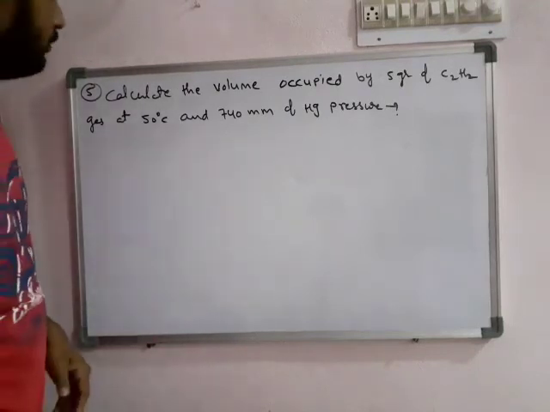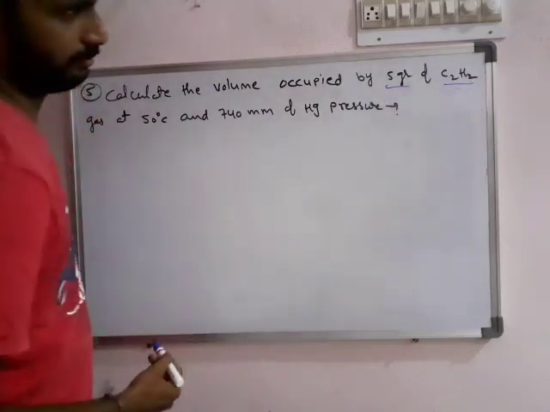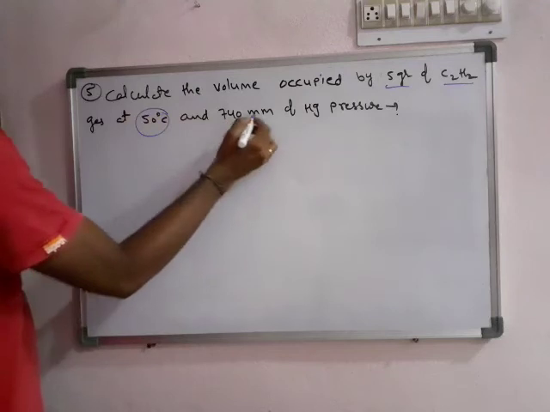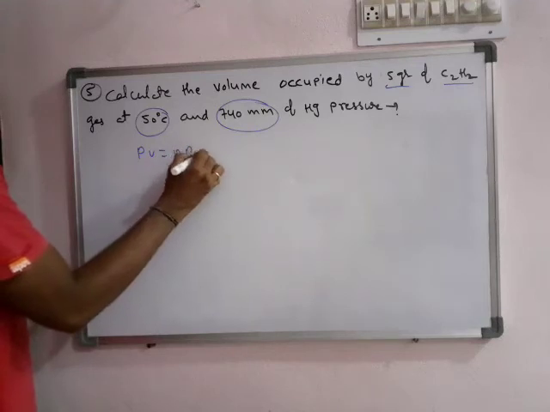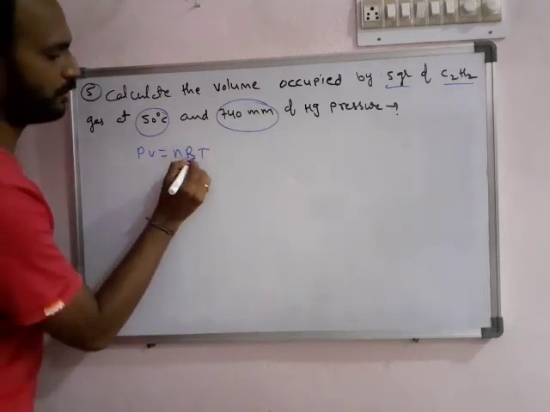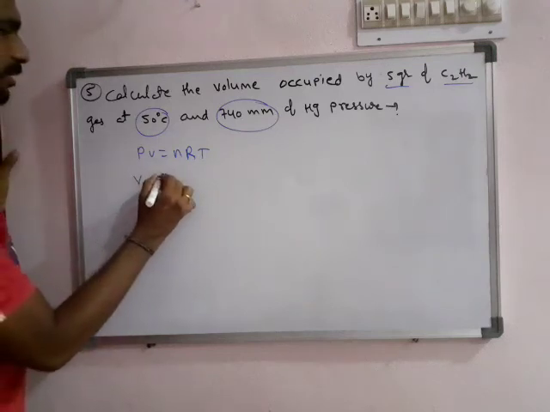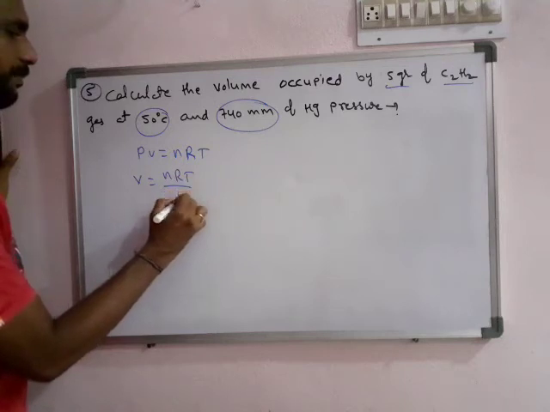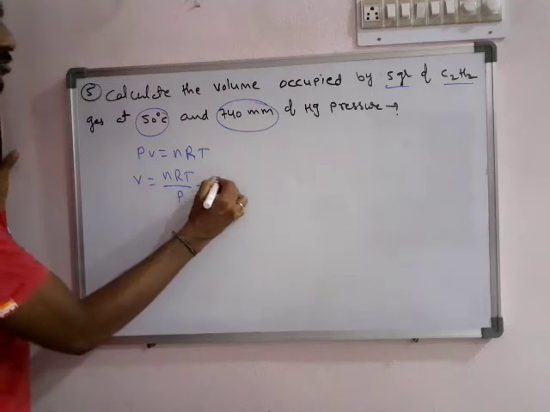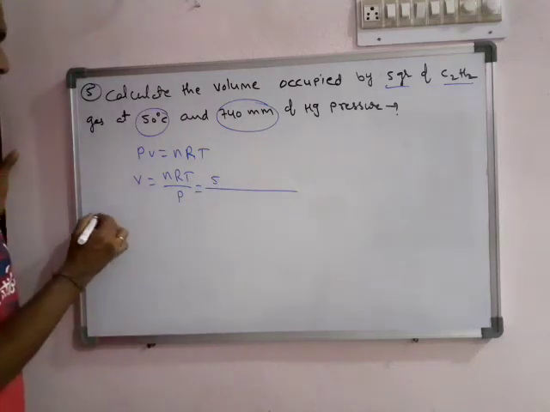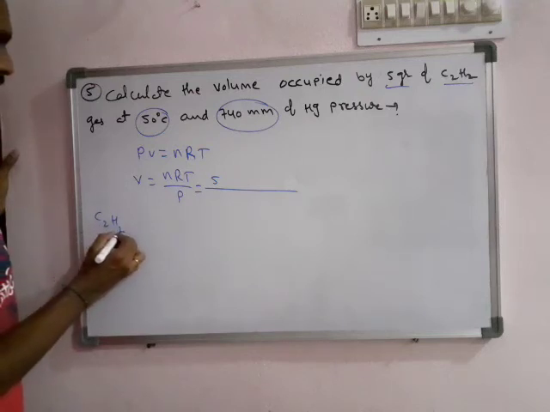Okay, see the simple one: calculate the volume occupied by 5 grams of acetylene at 50 degrees temperature and this much pressure. We know the formula; we just need to identify which formula is useful. So find out V, that is nRT by P. What is the number of moles? Weight by molecular weight. What is the molecular weight of C2H2? For carbon, 12, 24, 25, 26.